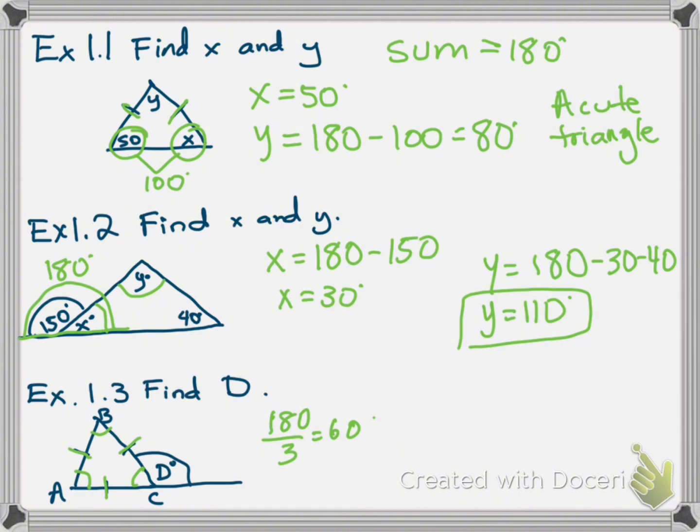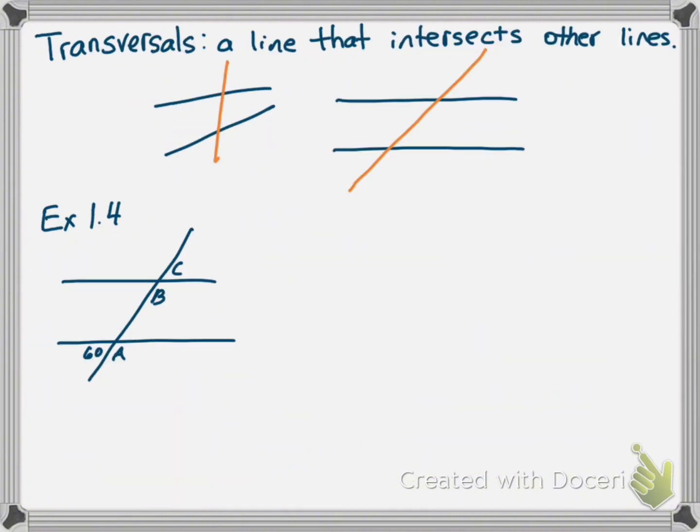So to find D, notice that we do the same thing with the straight angle. This is 180, and 180 minus 60 is going to be D. So D equals 120. Now we're going to review transversals.